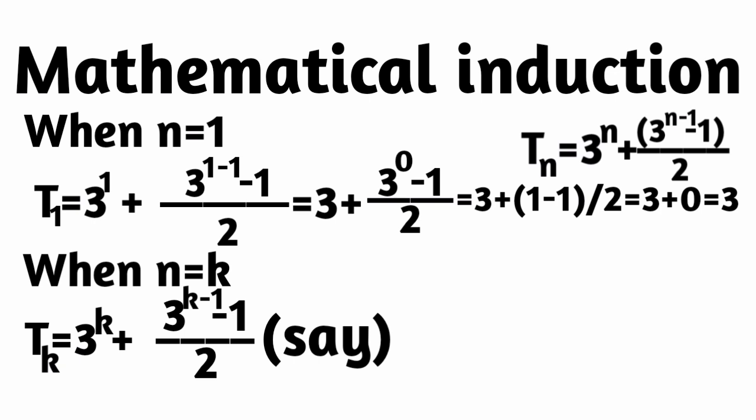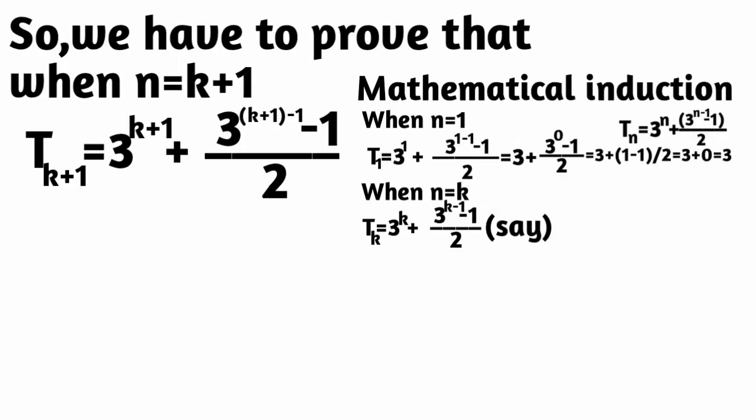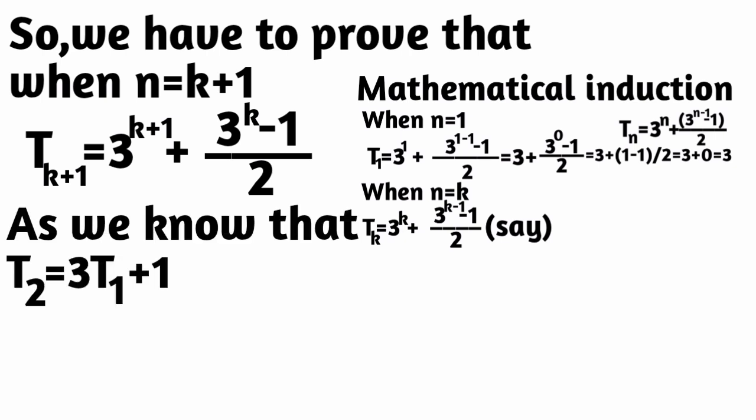Suppose that it is true, then we replace k with k + 1 and we will try to find whether it is also true for the above expression. If we replace k with k + 1, then the above expression can be written as Tk+1 = 3^(k+1) + (3^k - 1)/2.